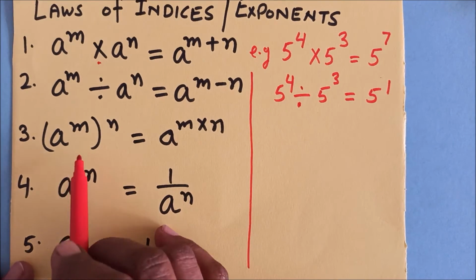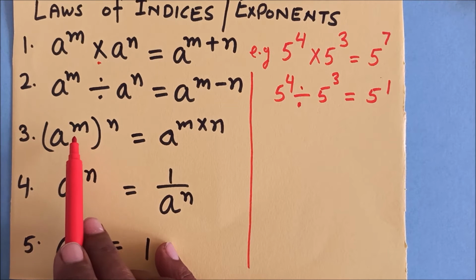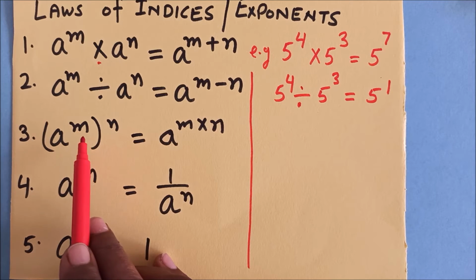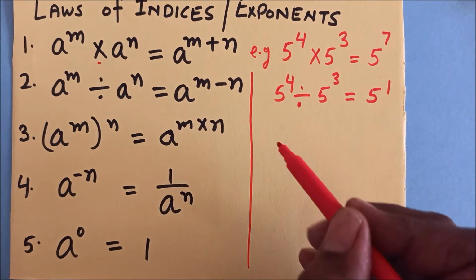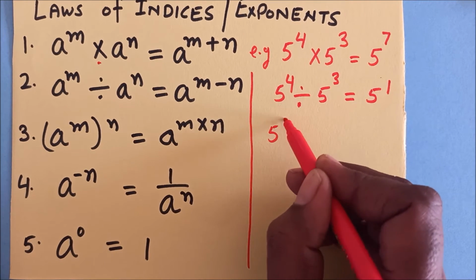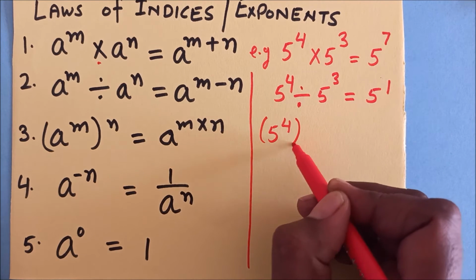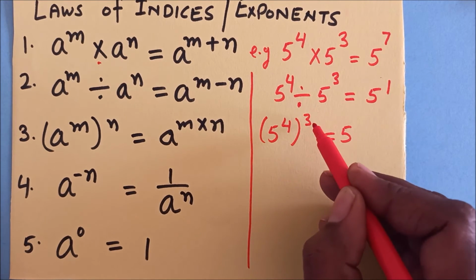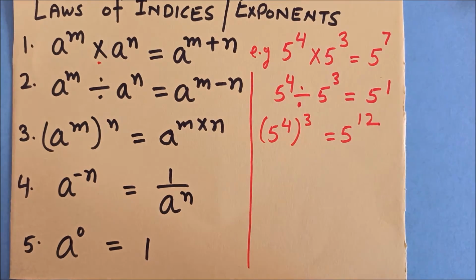Third one is, if a base has a power and then another power as a whole, then we will multiply the powers. It can be cleared by the example here, 5^4, outside we have 3, so we will multiply the powers, 4 times 3, which is 12.